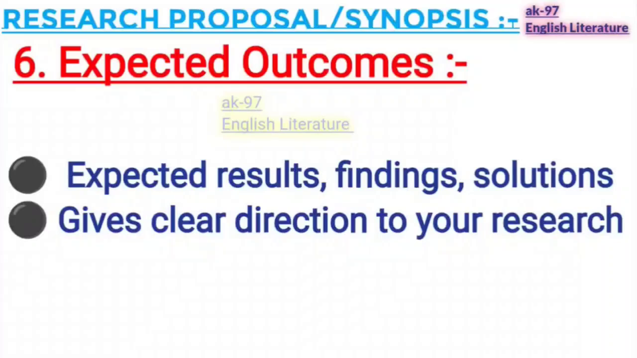And under expected outcomes, you are also going to mention the findings that you are going to achieve, and the expected outcomes will provide the clear direction for your research, and it helps in evaluating the success of your research. So by expecting outcomes, we can complete our research. By keeping in mind the expected outcomes, we are going to do our research in a proper way.